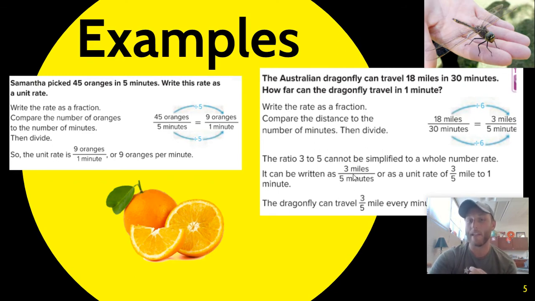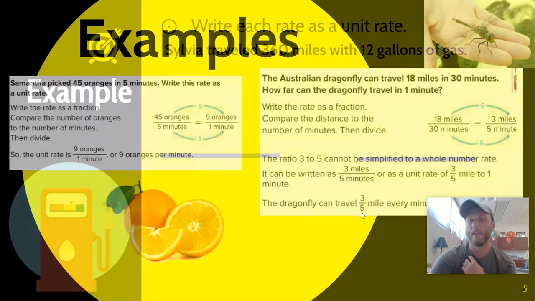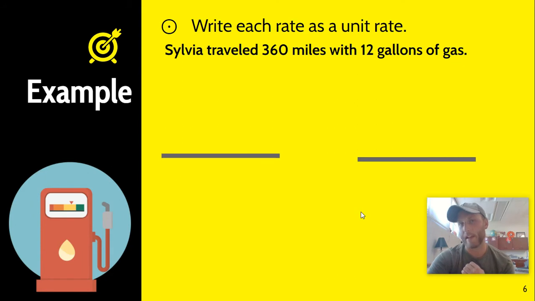So instead of saying 3 miles in 5 minutes, I could say the dragonfly travels 3/5 of a mile every minute. So then if you see that it's a fraction like this and you can't break it down any further, then we're going to make this a fraction and we'll put the minute at the bottom. So 3/5 of a mile per minute is how fast a dragonfly can travel. We'll practice a few of the fraction ones in class too.